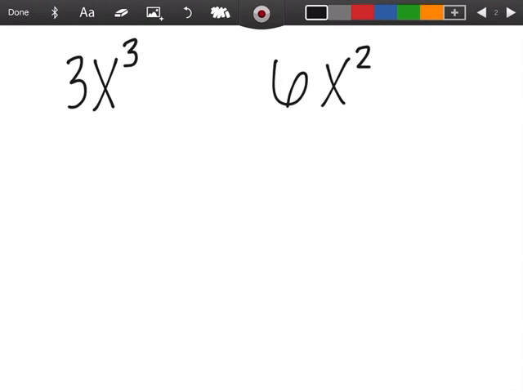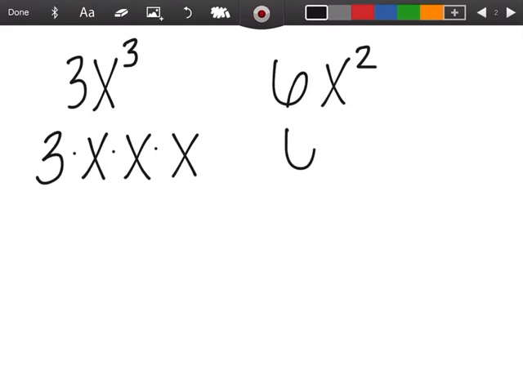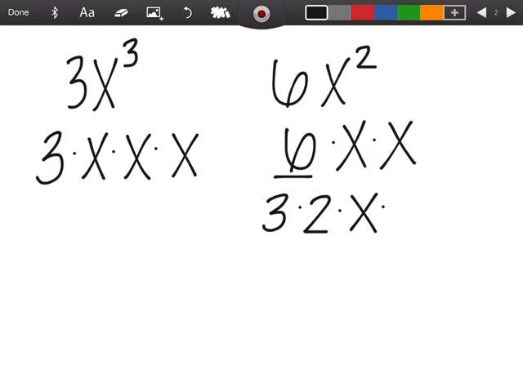If you are asked to find the least common denominator between 3x to the third and 6x squared, well, you're looking for the highest number of each of the factors in the given polynomials. So I can think of 3x to the third as 3 times x times x times x. And I can think of 6x squared as 6 times x times x, but I can even think of 6 as 3 times 2 times x times x.